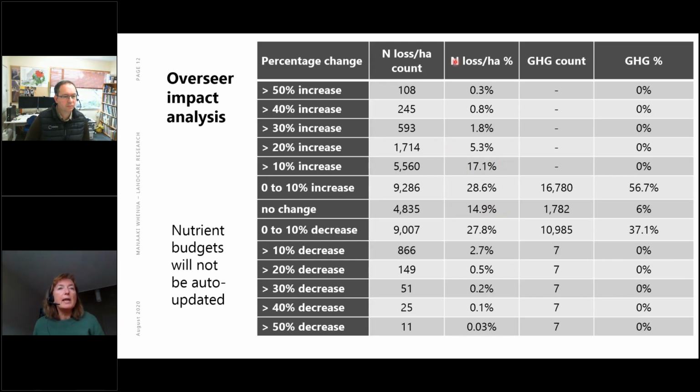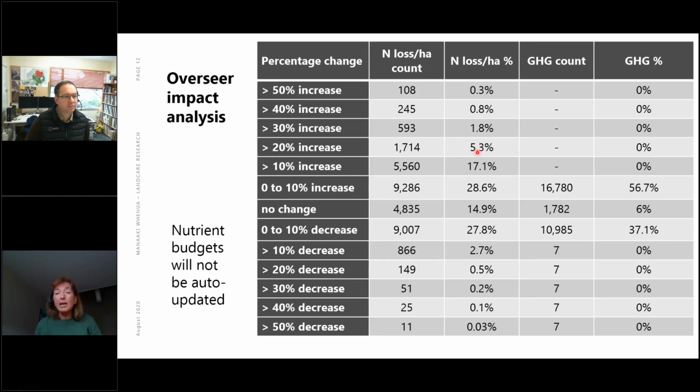54%, which is this group here, are getting an increase of some sort. 8%, this group here, that increase is more than 20%. And then there are some that, in fact, have a decrease in their nutrient losses. In terms of greenhouse gases, nearly all of it is within that plus or minus 10%. So there certainly are some significant changes in some areas of New Zealand that will come about as a result of the changes in SMAP.